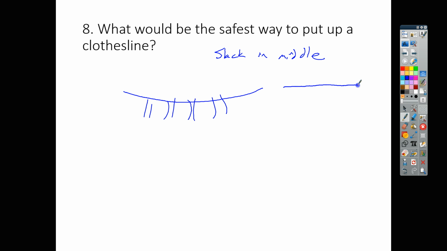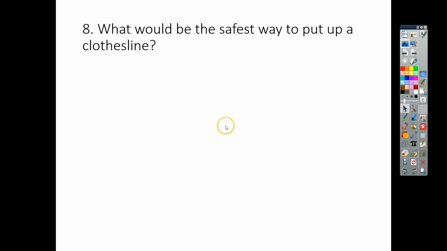If I already have a very tight line and I try to put clothes on it, that increases the tension by a lot. So let's say that each of these lines could hold 800 newtons. If it's really tight and it's supposed to hold 800 newtons, and I have several things and it just bends a little bit, we get a little bit of an angle, we'll end up snapping that. So you really just want slack in the middle, and that's really all you need to know about number 8.